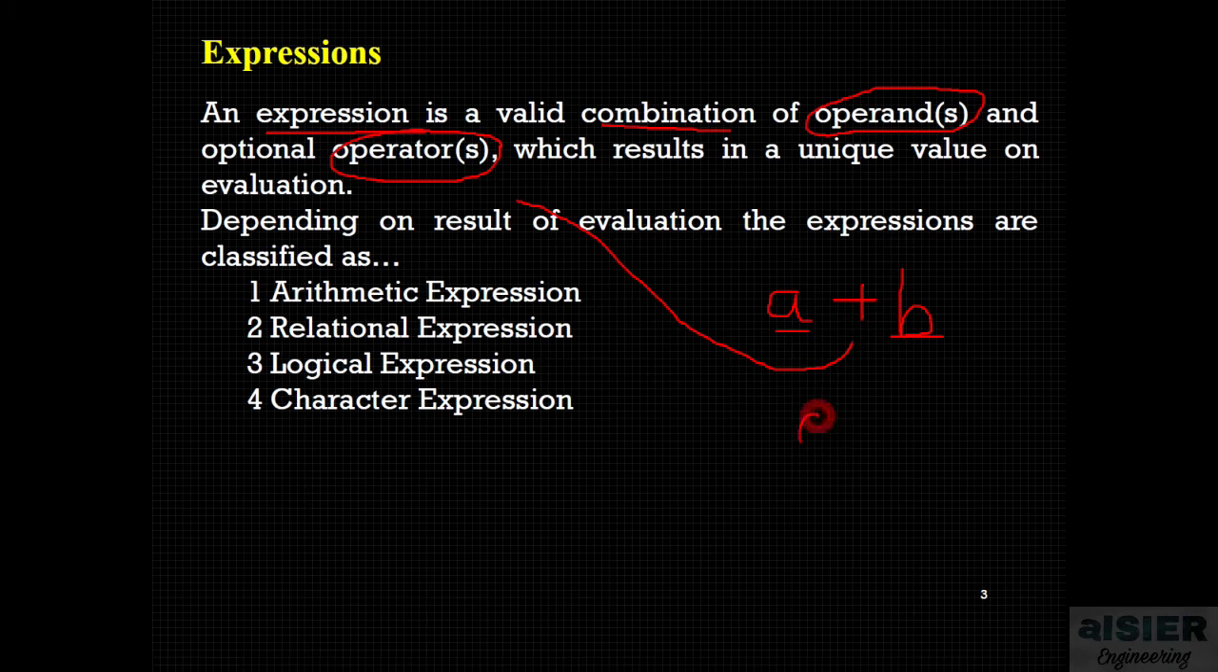Similarly, we can write a plus b divided by c. So this is also an expression. In this case, a, b, c are operands and plus and division are operators. Now in Fortran, there are four types of expressions: arithmetic expression, relational expression, logical expression, and character expression. So we will see first arithmetic expression.